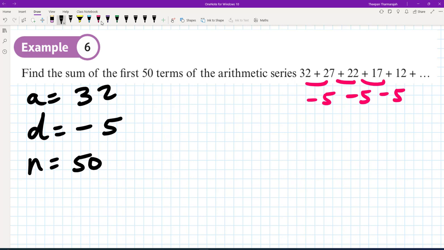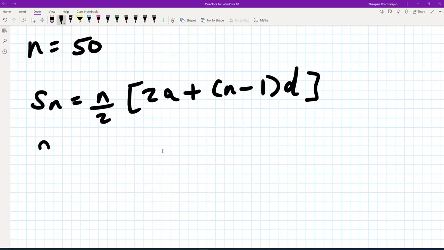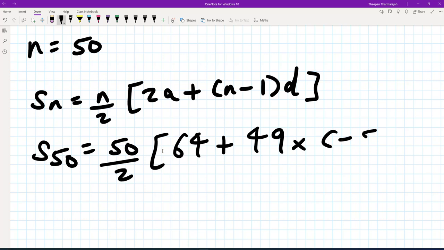So we can use the Sn formula here. The Sn is n over 2 times 2a plus n minus 1 d, and then we can substitute, in our case, S50, that's going to be 50 divided by 2. Now double 32 is 64, plus 49 times -5, which is the common difference. Type that into our calculator, and then we're going to get the result.